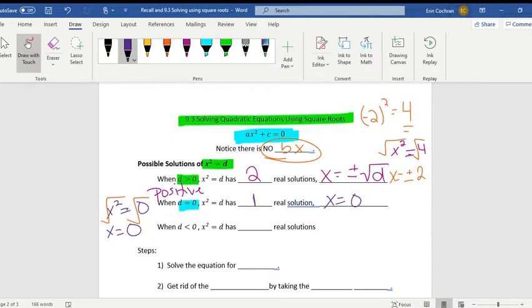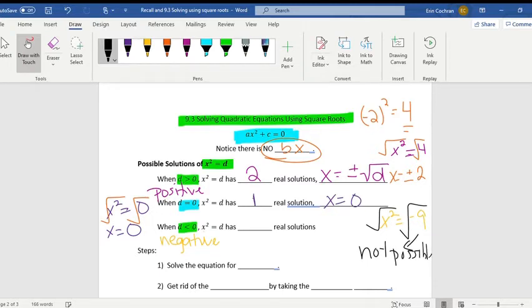Okay. And then the last one here, when d is less than 0, meaning d is negative, let's look at a problem like x squared equals -9. When I go and take the square root of that, can I take a square root of a negative number? No, that is not possible. So we have 0 real solutions, meaning we have no solution. And what that actually means is if we graph this, our parabola would never cross the x-axis.